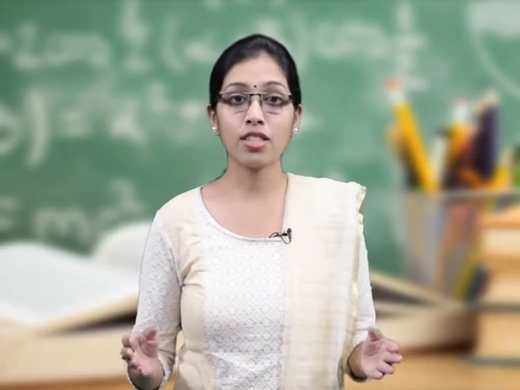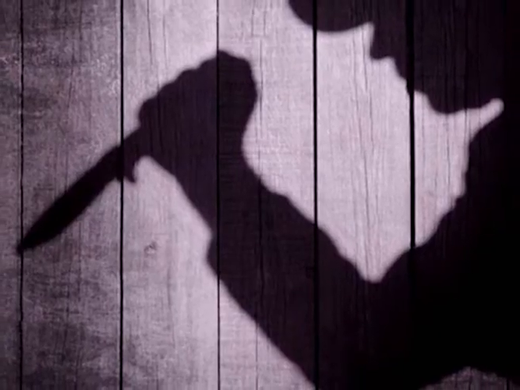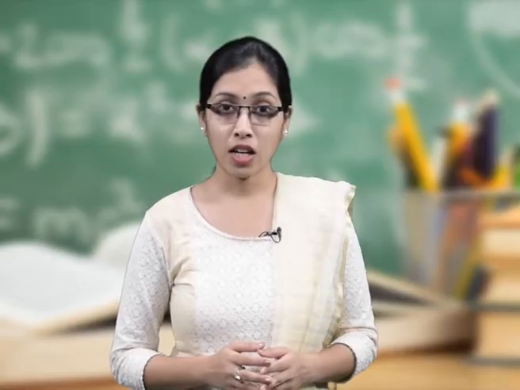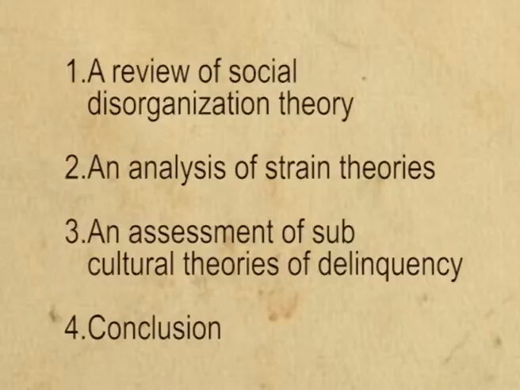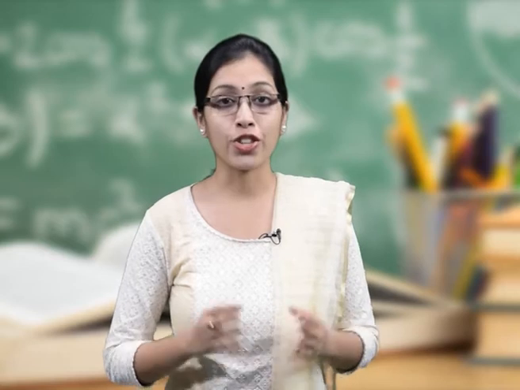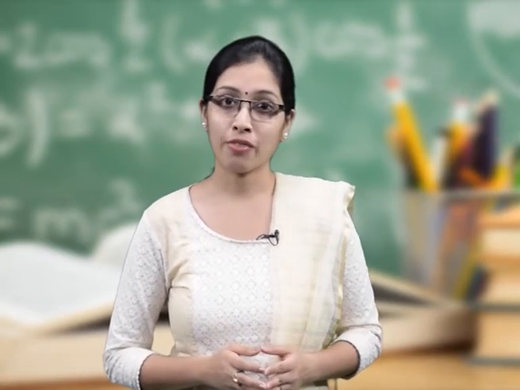This chapter begins our analysis of sociological theories with an examination of social structural theories of criminal behavior, including a review of social disorganization theory, an analysis of strain theories, an assessment of subcultural theories of delinquency, and lastly the conclusion. I hope that you all are clear with the general idea about the topic we are going to discuss in this lecture.